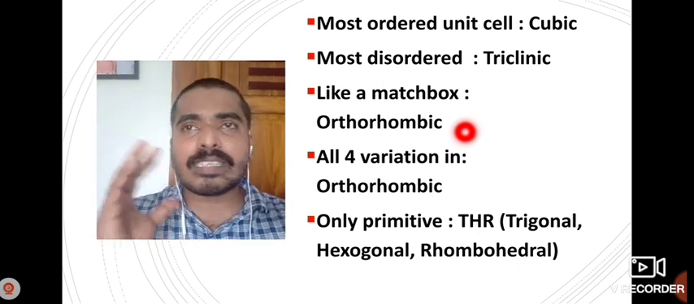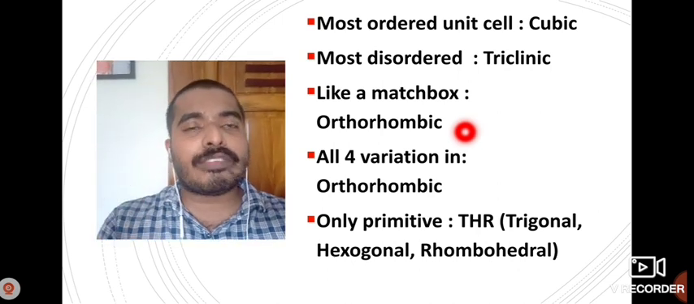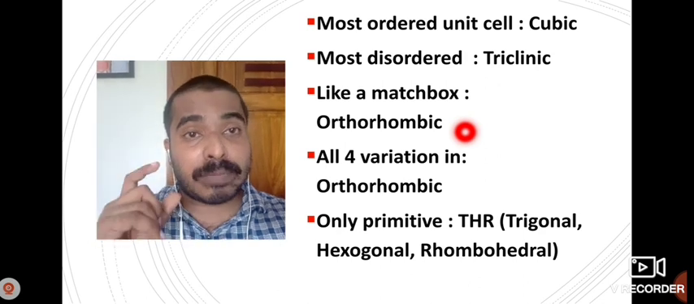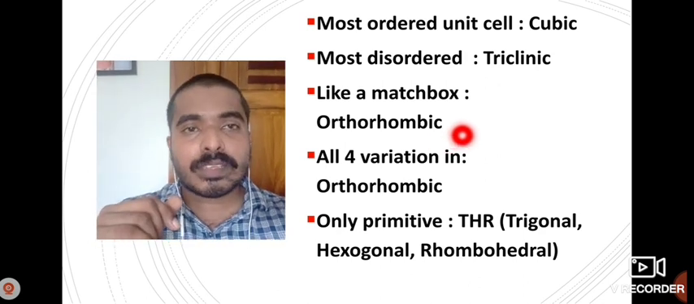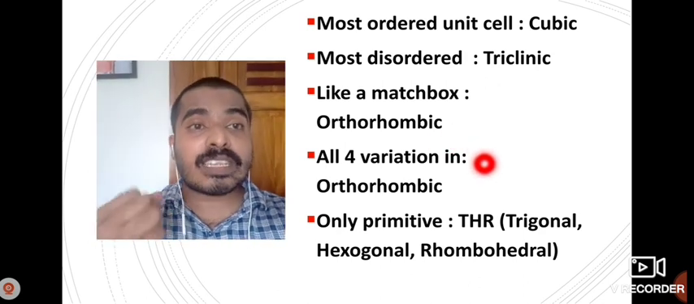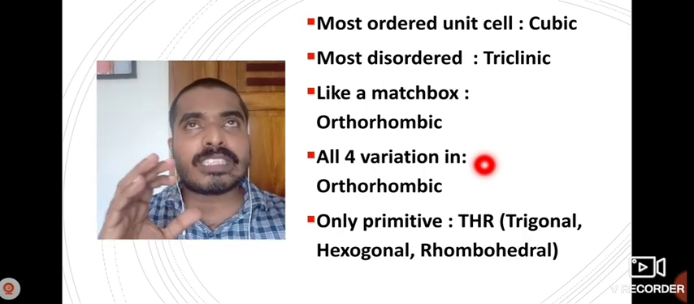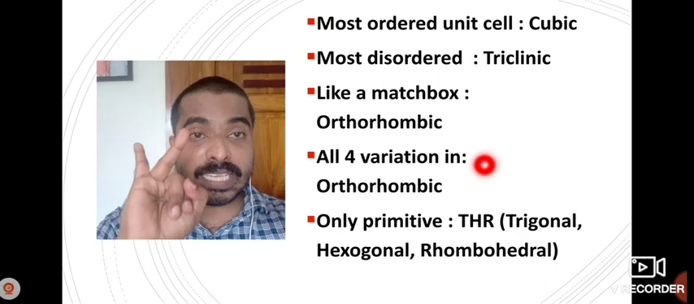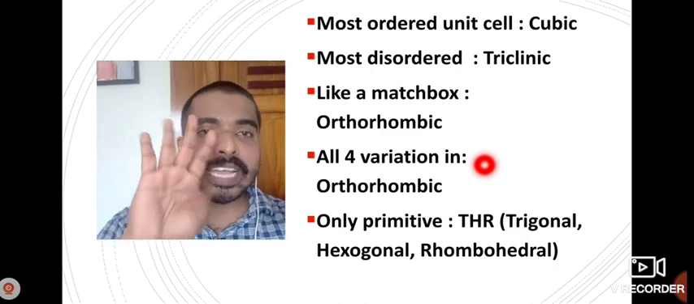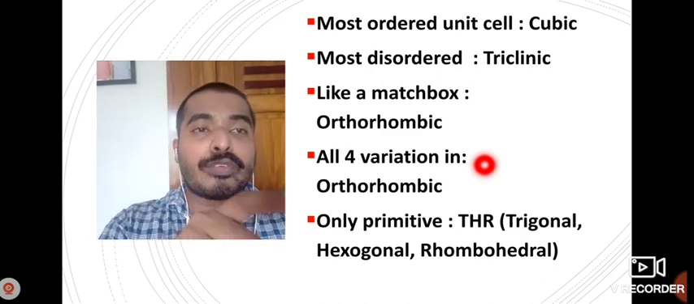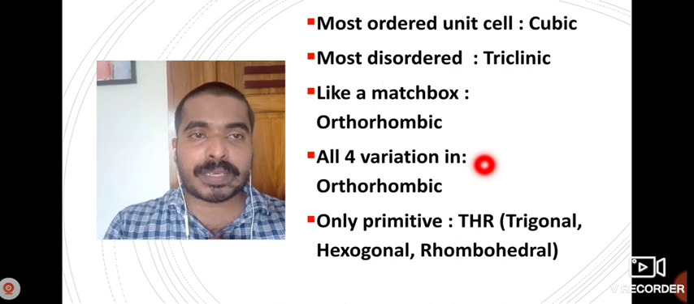Like a matchbox. Matchbox means all angles are 90, but sides are all different. A not equal to B not equal to C. Like a matchbox, it is orthorhombic. All four variations are present in orthorhombic. Variations mean primitive, body centered, face centered, end centered. All these four variations are present in orthorhombic.